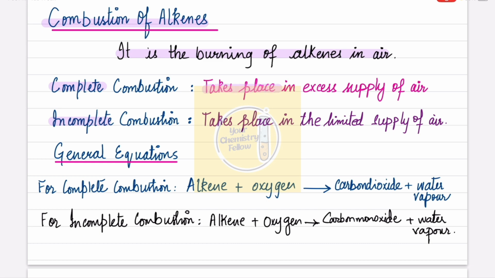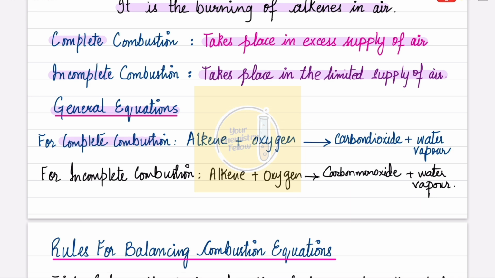Complete combustion takes place in the excess or plenty supply of air, whereas incomplete combustion takes place in the limited supply of air. Now the general equations. For the complete combustion, alkenes burn in excess supply of air to form carbon dioxide and water vapors. Whereas in incomplete combustion, alkenes burn in the limited supply of air to form carbon monoxide and water vapors.